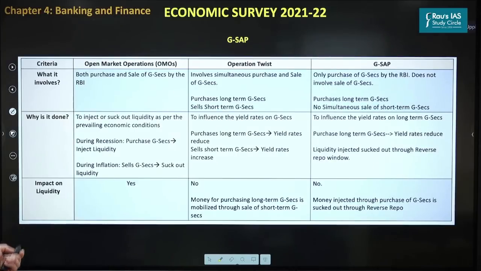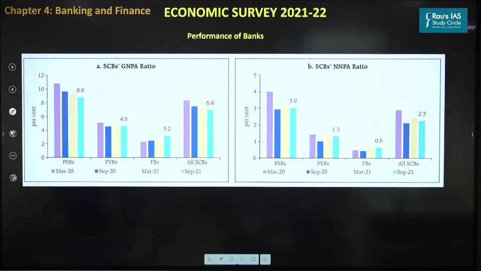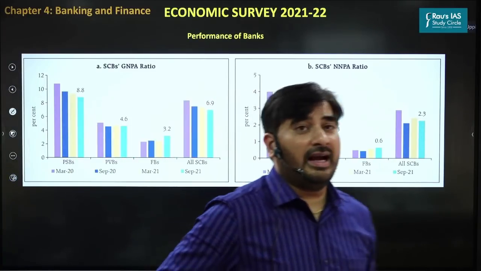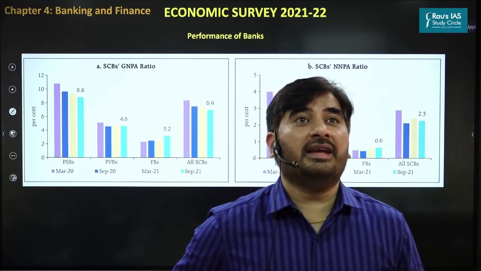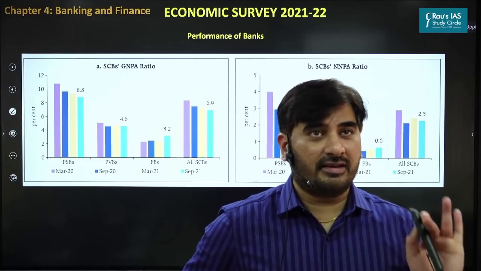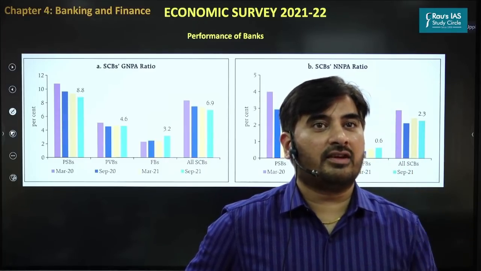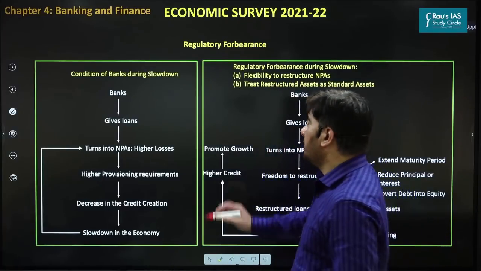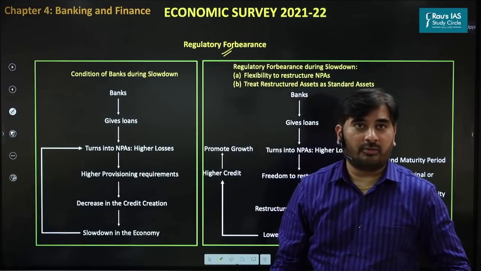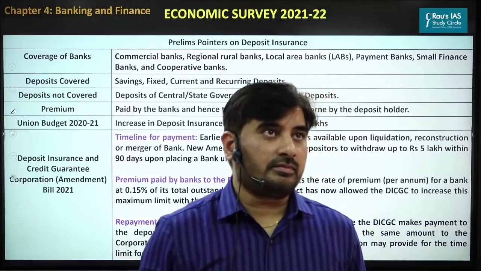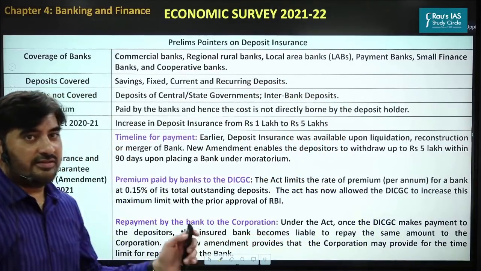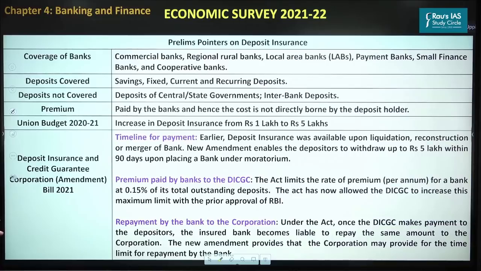So here I have incorporated all the things. Performance of banks. So in the last year's economic survey, I had discussed the concept of regulatory forbearance. In case you have not gone through the last year's economic survey, please go to last year's economic survey and understand the concept of regulatory forbearance. Please understand about that. Okay. Then some prelims pointers on the deposit insurance. So what all things you need to understand as far as deposit insurance is concerned, I have incorporated this in the PPT. Please go through these things.